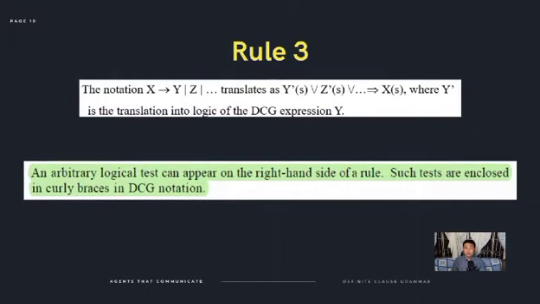The last rule says that an arbitrary logical test can appear on the right-hand side of a rule. Such tests are enclosed in curly braces in DCG notation. As you can see on the slide, that explains what is under rule number 3 of the DCG. As an example, using all three extensions, here are rules for digit and number in the grammar of arithmetic. The non-terminals take an extra argument representing their semantic interpretation, as you can see in the next slide.